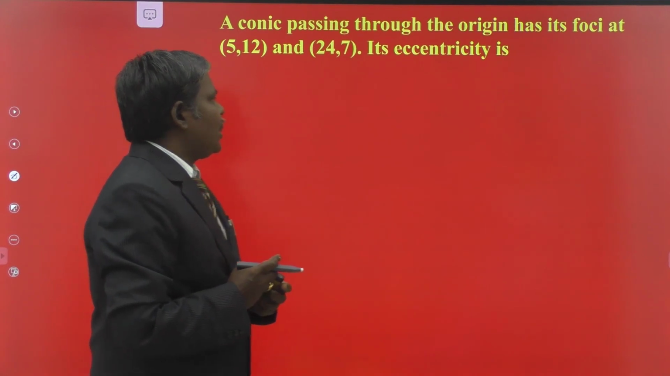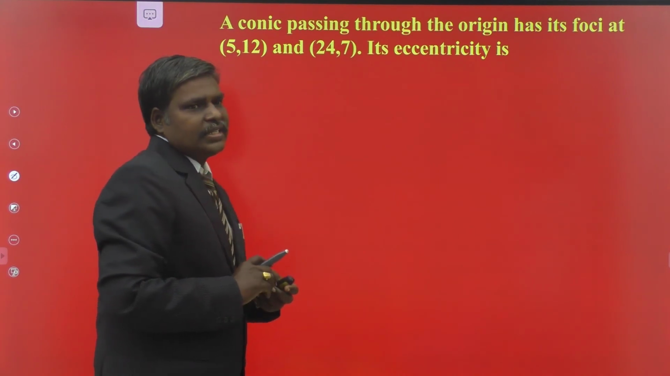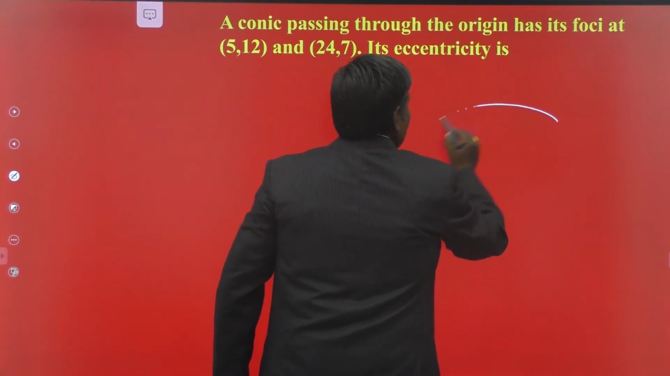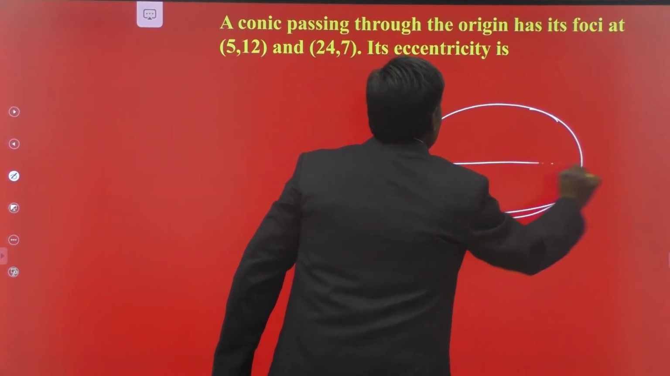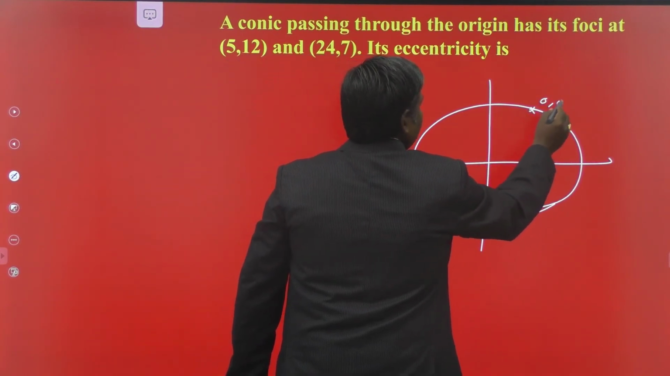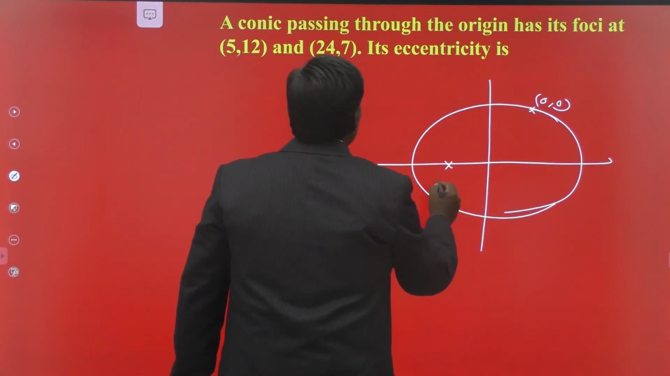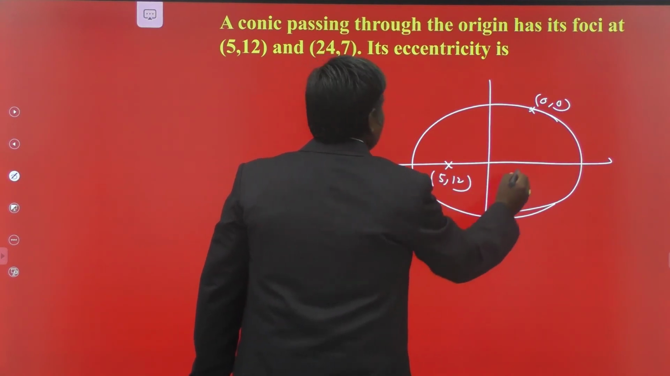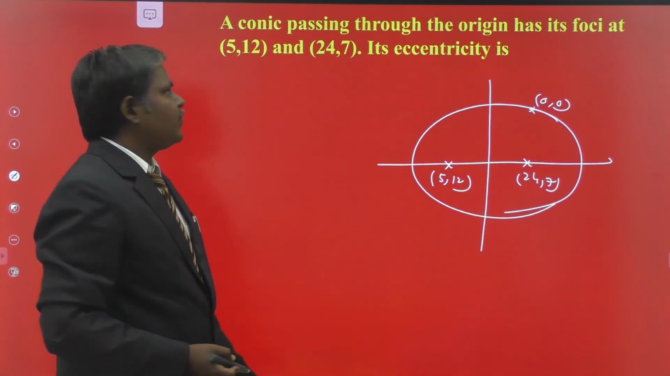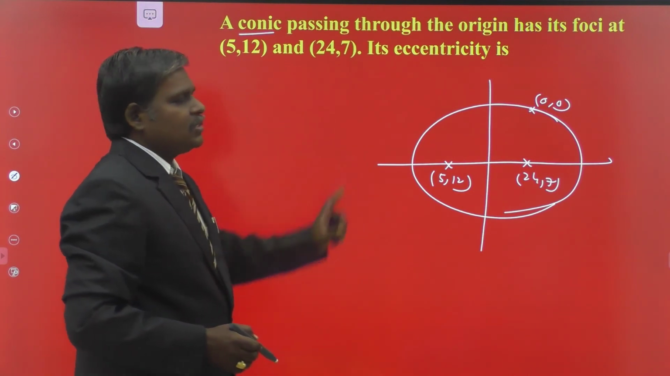An ellipse passing through the origin has its foci at 5, 12 and 24, 7. Its eccentricity is what? This is the question. Suppose this is the ellipse chapter. So we take the curve as an ellipse passing through the origin. Suppose this is my origin. Actually, it is not the standard form. Your foci are given to you. This is one focus. This is a rough diagram, 5, 12 and 24, 7. We have to find out the eccentricity of the ellipse. They have mentioned the point because this chapter is ellipse, and we are taking the point on the ellipse.